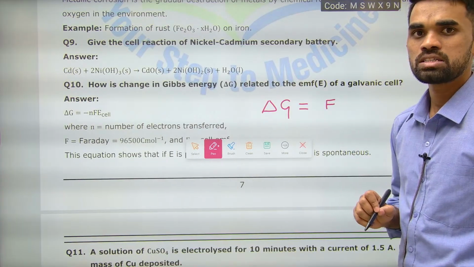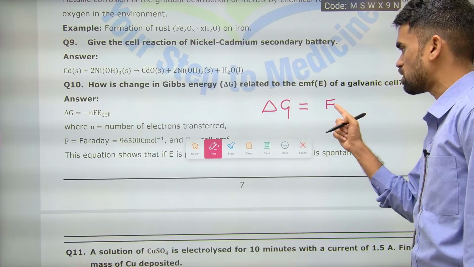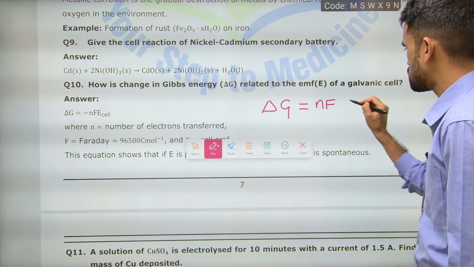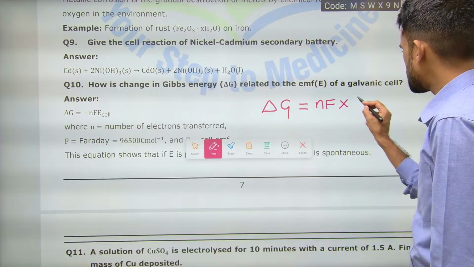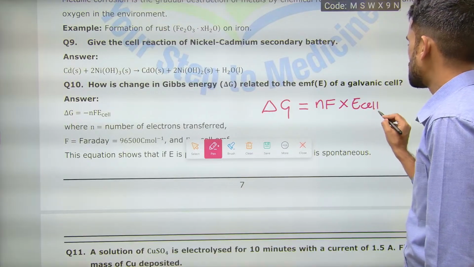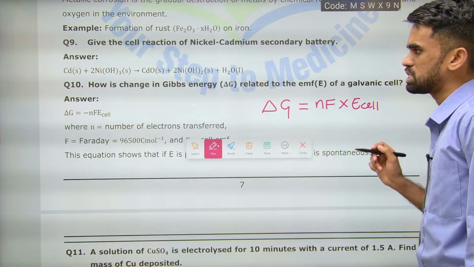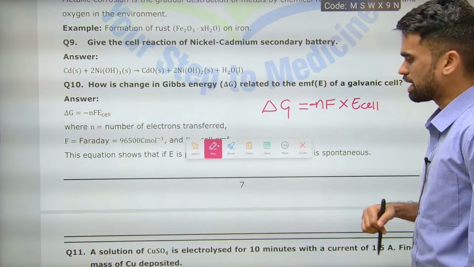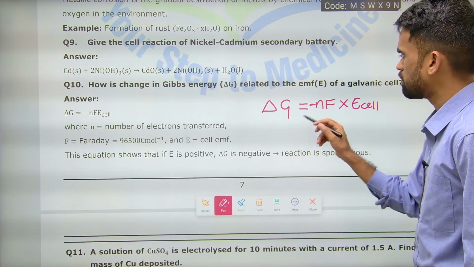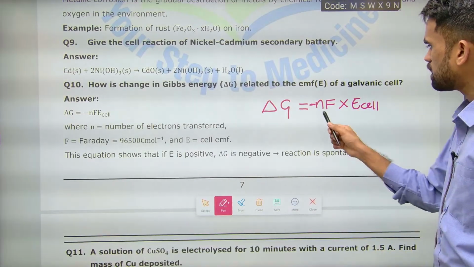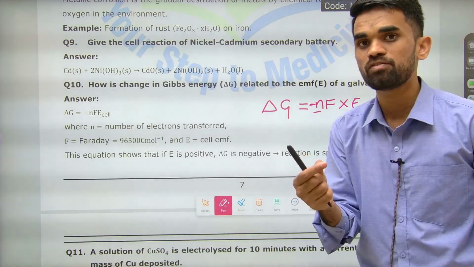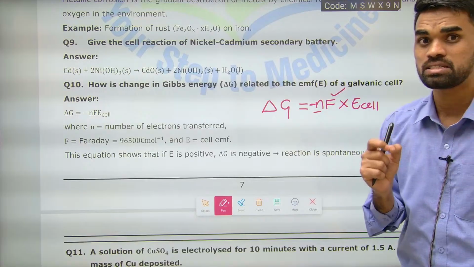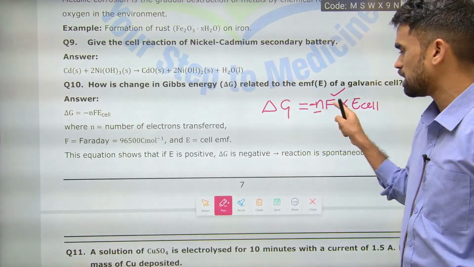Faraday's charge is the charge in coulombs for 1 mole of electrons. If there are n moles of electrons, you take it as nF. This indicates charge into potential, and potential is indicated with E cell, the EMF or cell potential. Since it is work done by the system, you indicate the negative sign. So delta G equals minus nF E naught cell, where n represents the number of moles of electrons participating in the reaction, and F represents Faraday.